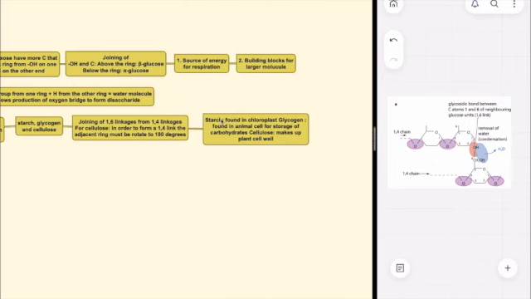So starch is found in the chloroplast, glycogen is found in the animal cell for storage of carbohydrates, and cellulose makes up the plant cell wall. So starch and glycogen are the same thing. However, starch is solely found in chloroplasts and glycogen is found in animal cells.